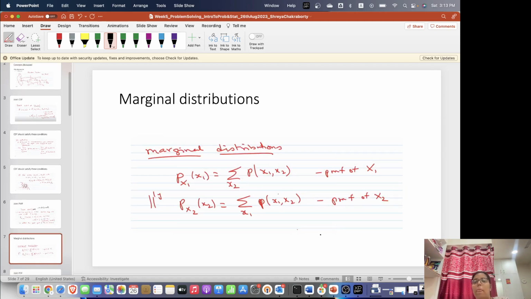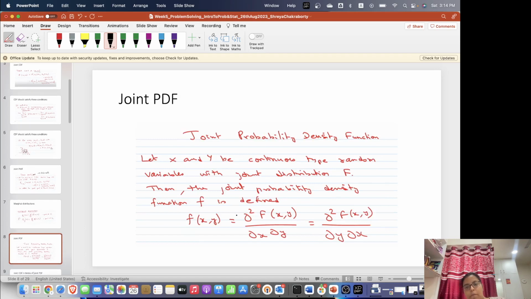And if we had to find out the marginal distributions from the joint PMF, all we have to do is take a summation over the other variable. So if we are to find the marginal distribution of X1, then we should sum the joint probability over all values of x2. Similarly, if we want the marginal distribution of X2, we should take a sum over all values of x1 of the joint probability distribution.